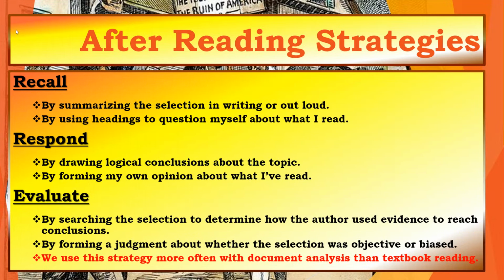And then evaluate by searching the selection to determine how the author used evidence to reach conclusions, by forming a judgment about whether the selection was objective or biased. We'll mostly do this when we complete our document response for this particular section. And that document response will be on the Proclamation of 1763, and we'll talk about that later. And again, we often use this evaluate strategy when we're looking at that document analysis. We'll do it more than we do when we read the textbook. So that's something to keep in mind.